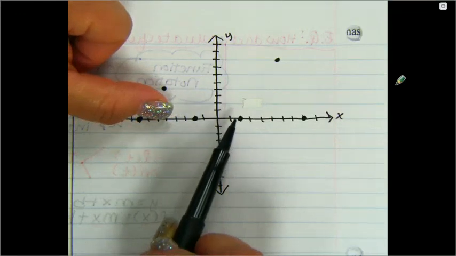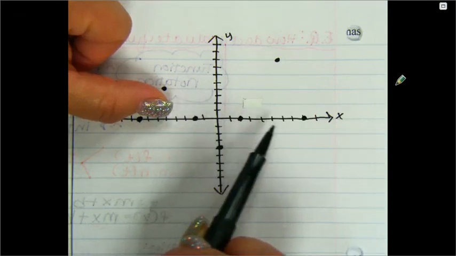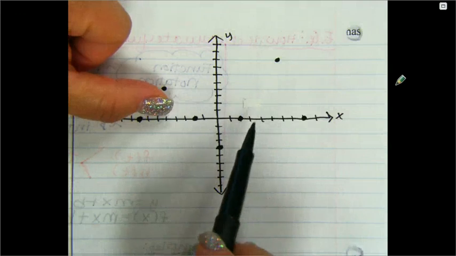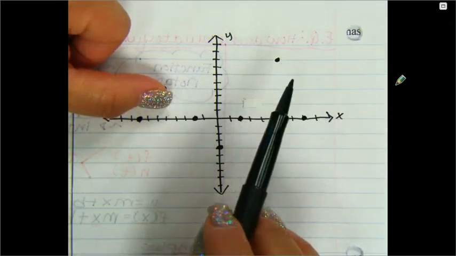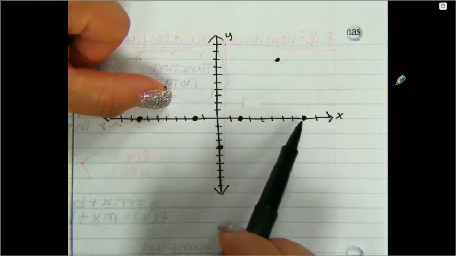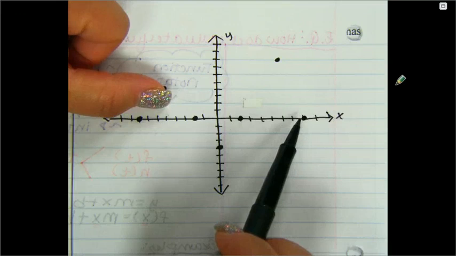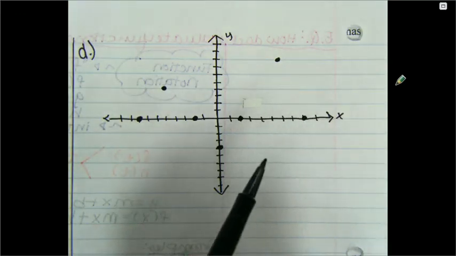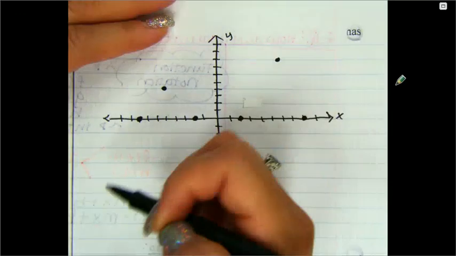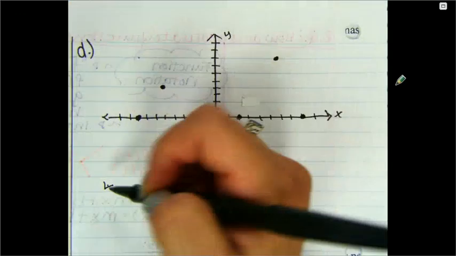Good. 2, comma 0. 5, comma 8. And 8, comma 0. Good? Questions? So it's 5, 8, and 8, 0. Okay, let's draw this. Ready?